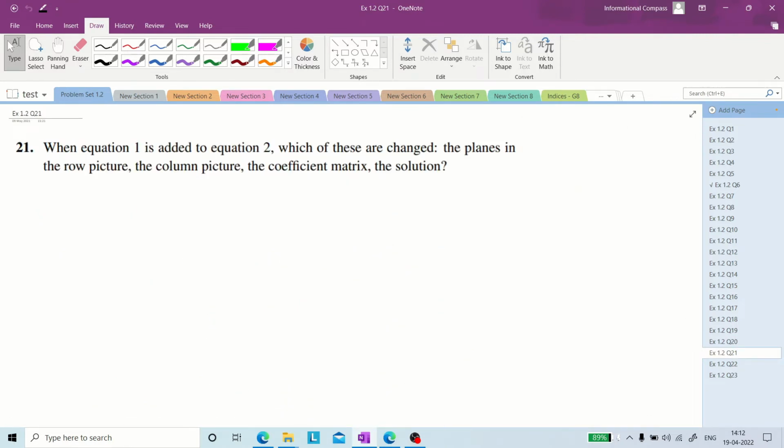Moving on to question number 21. When equation 1 is added to equation 2, which of these are changed? The planes in the row picture, the column picture, the coefficient matrix, the solution. What of this is changed? Okay, so this is a theoretical question. I'll try and explain. When equation 1 is added to equation 2, equation 2 changes to some other equation, which causes change in the row picture, the column picture, and the coefficient matrix. However, it doesn't change the solution as addition and subtraction.